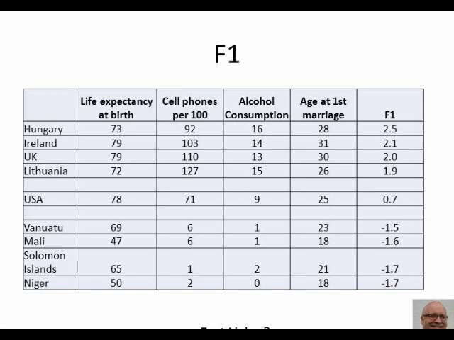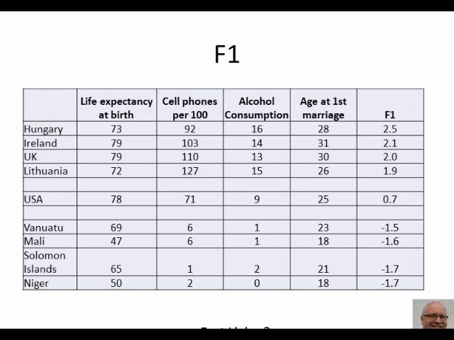How do these relate to the real data? Well, once we look at the real data, those are countries with good life expectancy ranging from 72 to 79, and high levels of cell phone usage. In Lithuania there are 127 mobile phones for every 100 people in the country. Alcohol consumption is quite high compared with other countries, particularly Hungary up there at 16 litres. Age at first marriage is much higher than for other countries, in the UK 30, Ireland 31. So those are the things that are driving that high factor score.